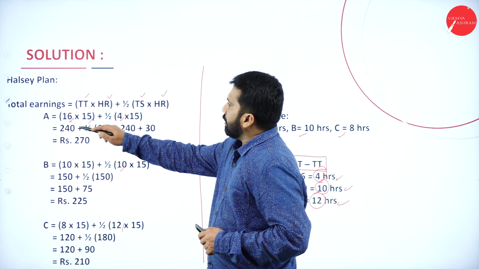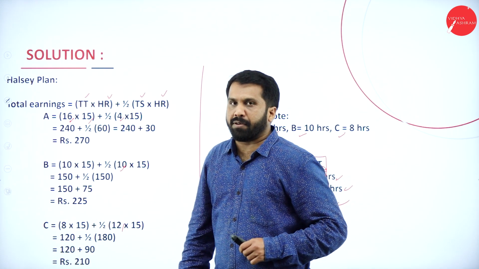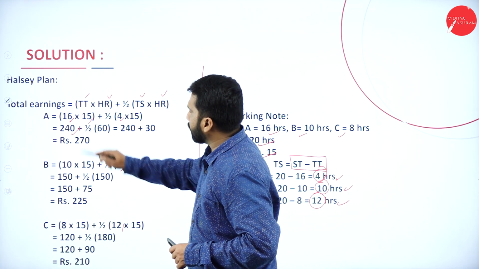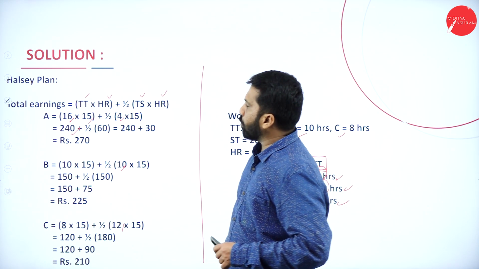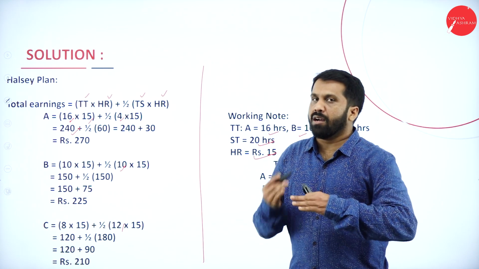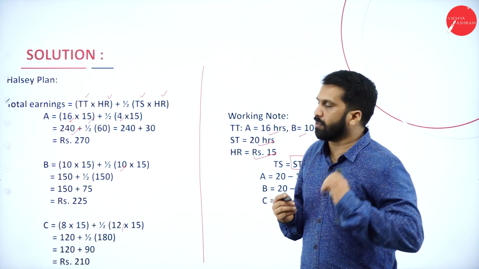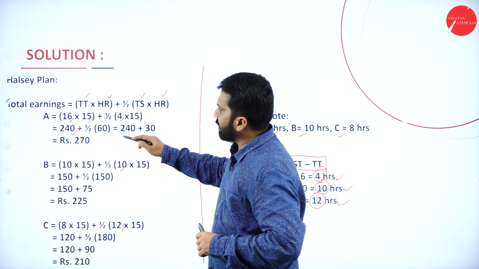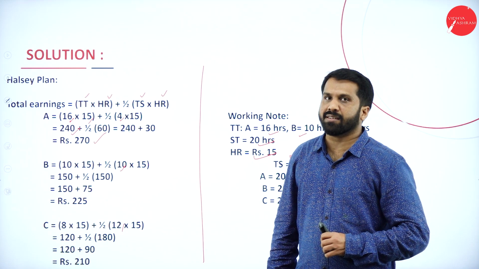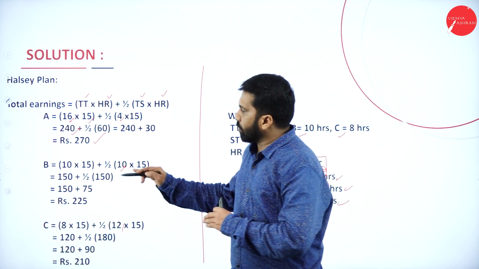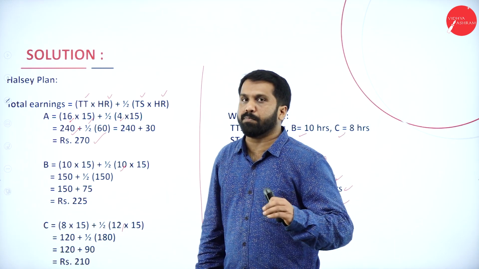Now, 16 multiplied with 15, it will be 240. This will be 240 plus 15 into 4. How much? 60. Half of the 60 how much? 30. So 240 plus 30, you will get around 270. Now, once you're done with this, we'll go for B.